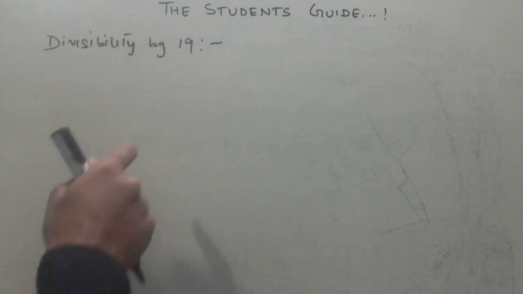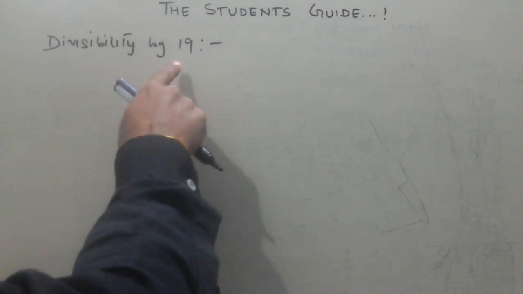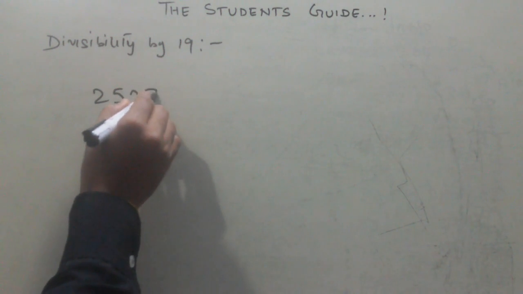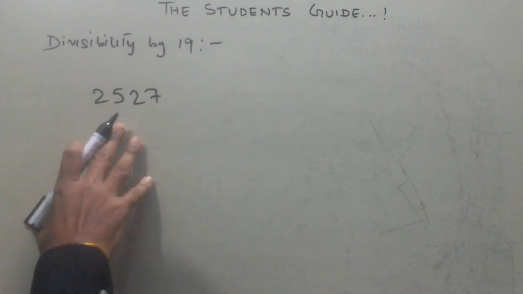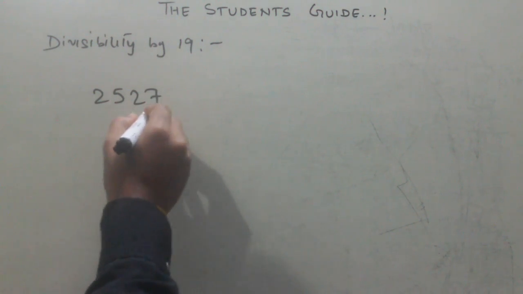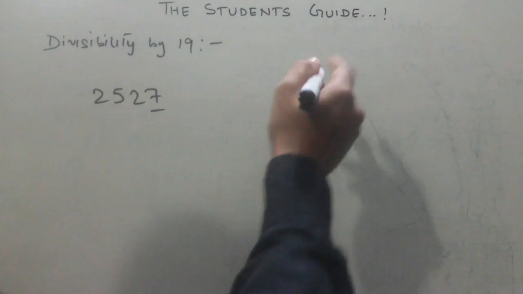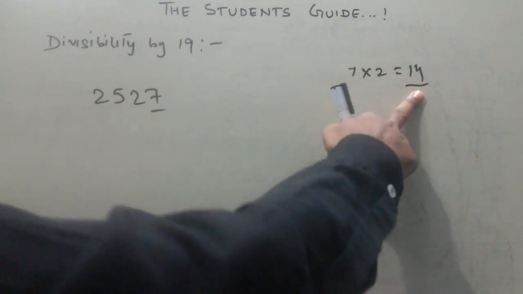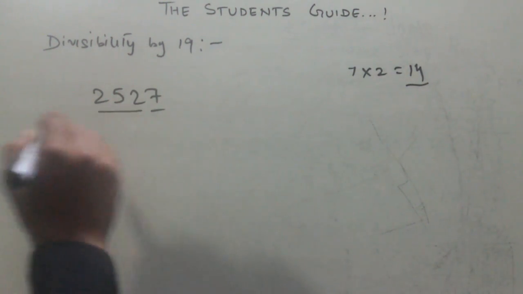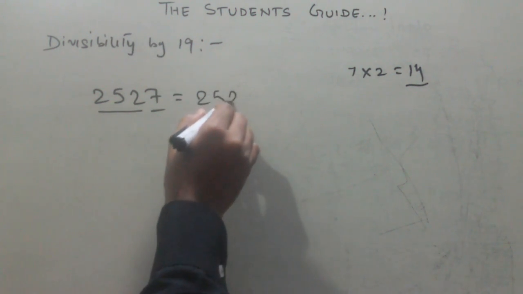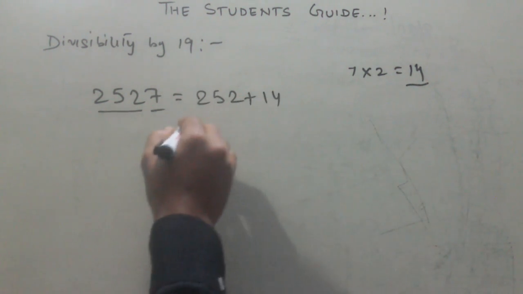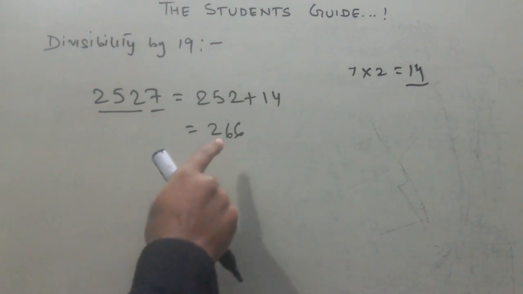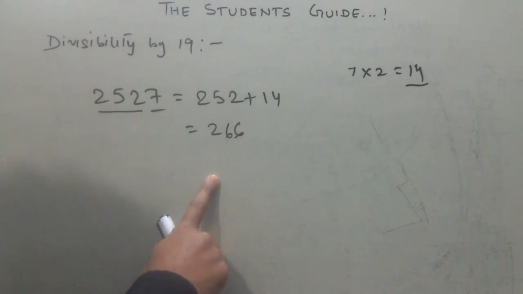Friends, now we will see how to find if any number is completely divisible by 19. So let's take an example. Suppose we have 2527. If we have to find whether this number is divisible by 19 or not, what will we do? We will take the last digit and multiply it by 2. So 7 multiplied by 2 is 14. Whatever number we got here, we will add to the rest of the digits. So we will add 252 with 14. Now what we got is 266.